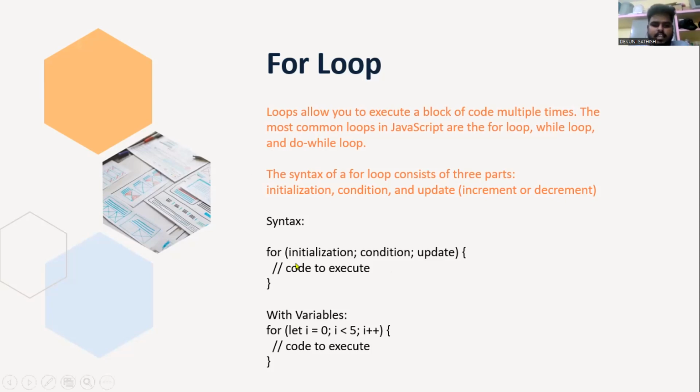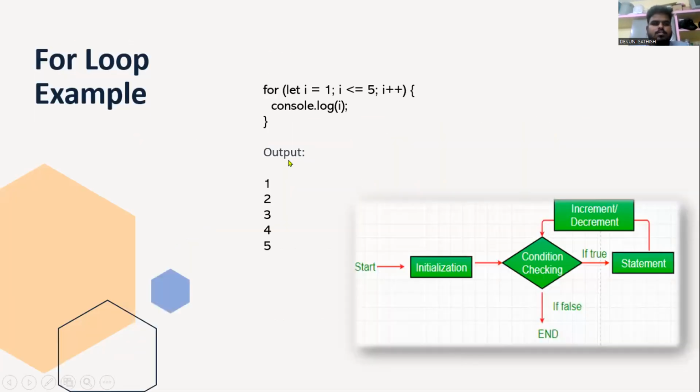Here is the syntax: initialization, condition, update. Initialization means we declare the variables and assign the value. For the condition, we set true or false, and update means incrementing or decrementing the value. So here is the example for the for loop.